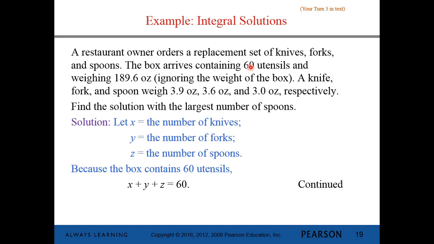So here's the way we do it. So x is the number of knives, y is the number of forks, and z is the number of spoons. And so by the first statement here, we know that all of the utensils have to add up to 60 utensils. So the number of knives plus the number of forks plus the number of spoons has to add up to 60 utensils. Okay, so that's the first one.